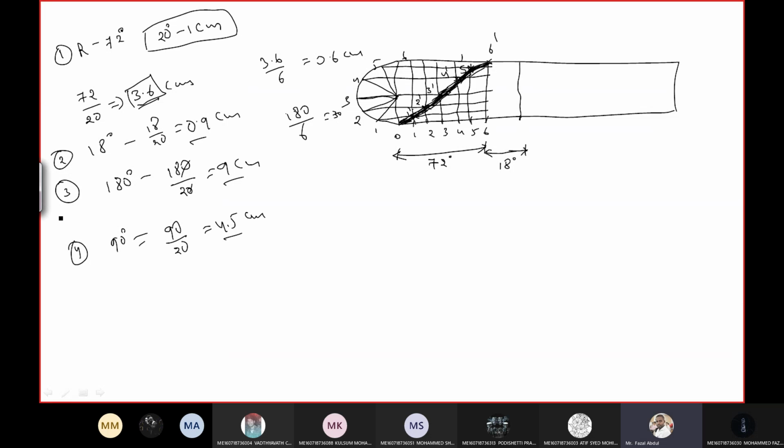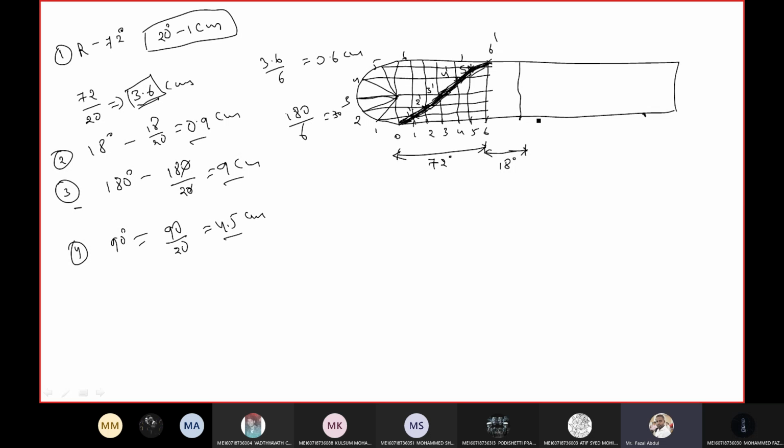Then what is the third period? The third period is the falling period. So what is the falling period? 9 centimeter. Measure 9 centimeter with the scale and place it on the horizontal line. So 9 centimeter measured with the scale, placing here.